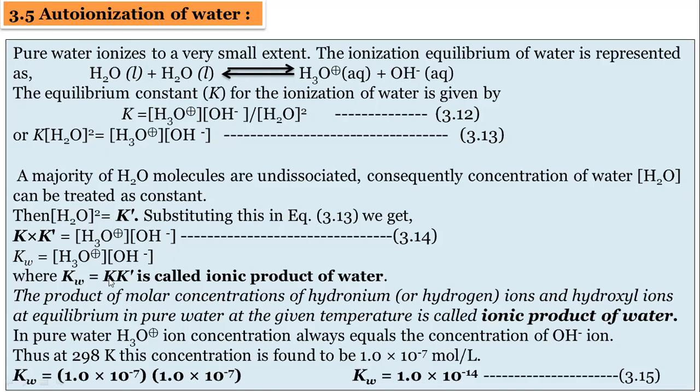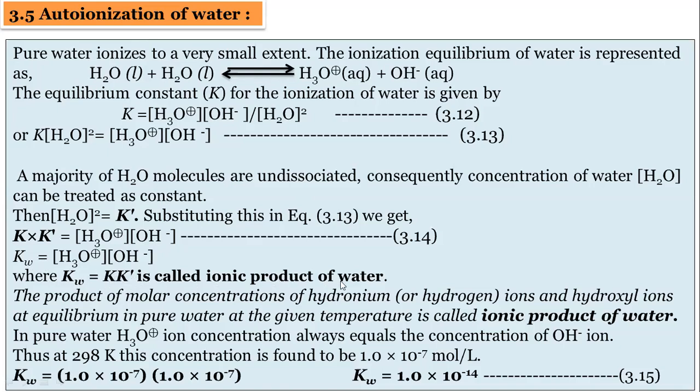So this expression can be asked for the board examination. Derive the expression for ionic product of water. So we have to write these steps. It will be asked for 2 marks. So Kw is nothing but K into K dash, where K dash is the concentration of H2O. Remember, it is taken as constant.